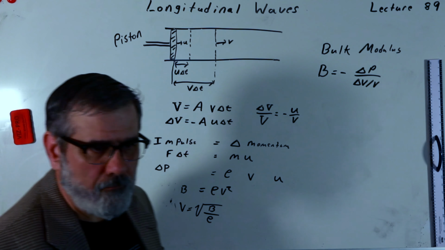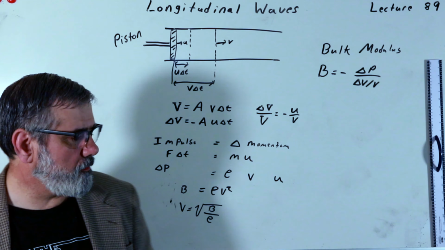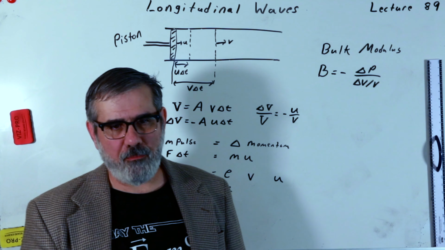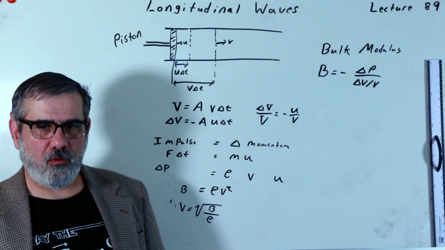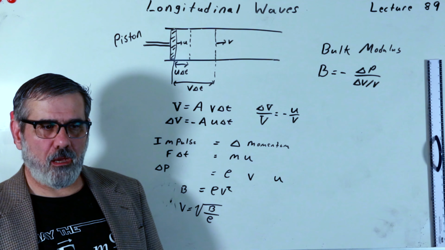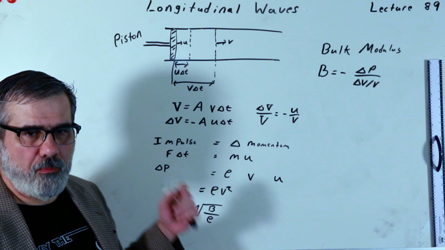Okay? So before, for the rod, the wave speed was proportional to the square root of the Young's modulus divided by the density. Here we have that it's proportional to the square root of the bulk modulus divided by the density. So not unsurprising. This should be similar to what we had before. And this applies to both liquids and gases.